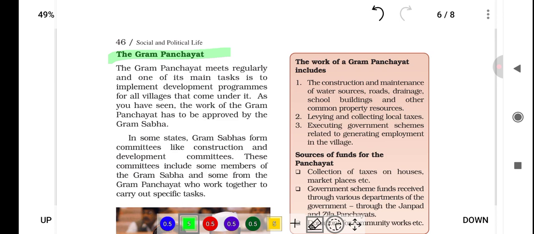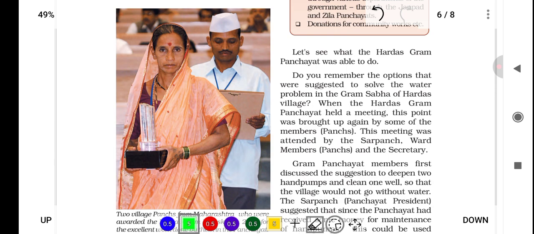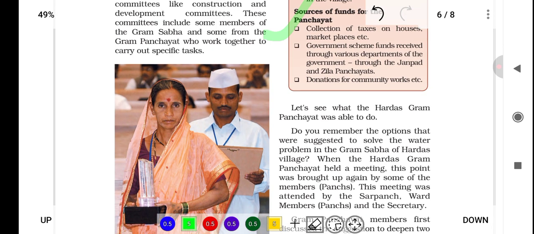These committees include some members of the Gram Sabha and some from the Gram Panchayat who work together to carry out specific tasks. The work of a Gram Panchayat includes maintenance and construction of water sources, roads, drainage, school buildings, and other common property resources, levying and collecting local taxes, executing government schemes related to generating employment in the village. Sources of funds for the panchayat: collection of taxes on houses, marketplaces, etc., government scheme funds received through various departments of the government through the Janpad and Zilla Panchayats, donations for the community works, etc.